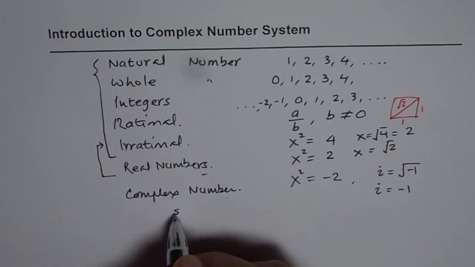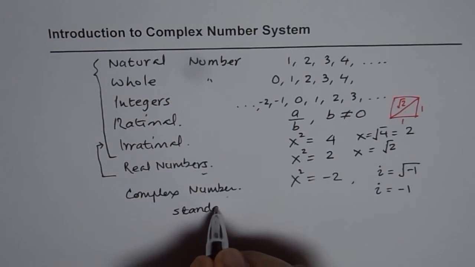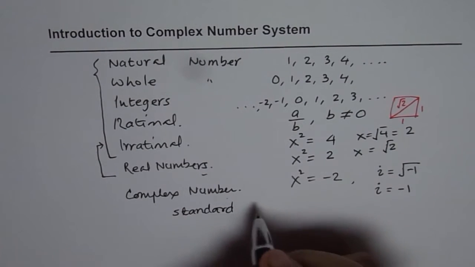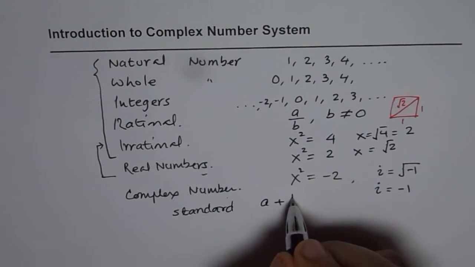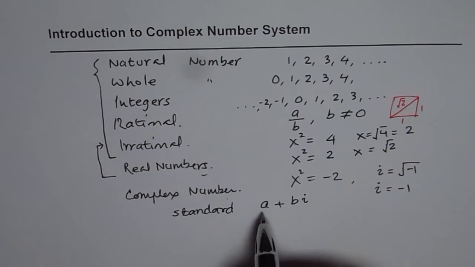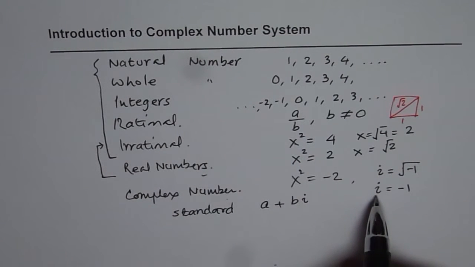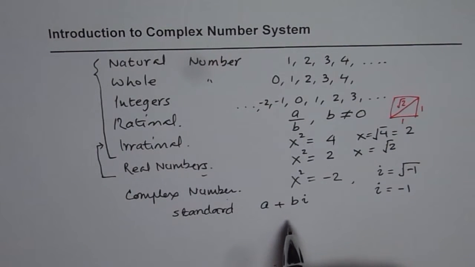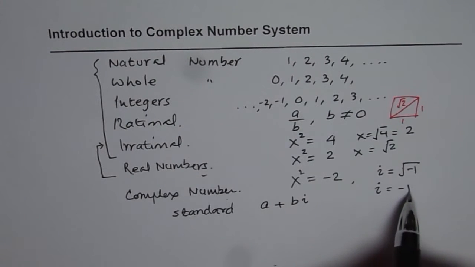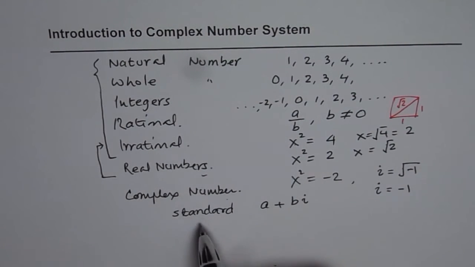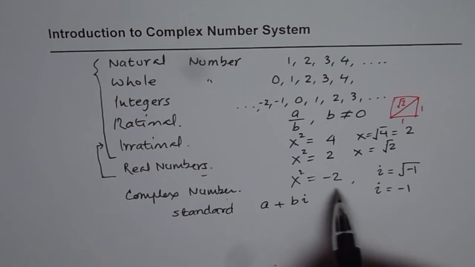In standard form, a number in the complex system will be written as a plus bi, where a and b will be real numbers and i, as you know, will be equal to square root of minus 1. i is called the imaginary unit. It's just a unit value, an imaginary unit value, that means not real. But it is included because it helps to solve many of our problems.